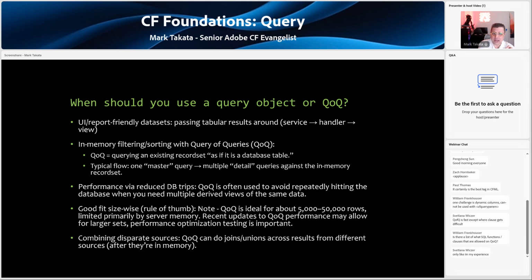Now, at some point, performance again is going to become an issue when things are big enough and complex enough, and you may eventually need to move to something like stored procedures, right? Doing everything in the DB. Generally speaking, you want to do as much on the DB as possible before pulling it in to spread the load out, right? That's just a good architecture thing. But again, it all matters what your application looks like. And then again, combining disparate sources, QFQ can do joins and unions across results from different spots. All right.